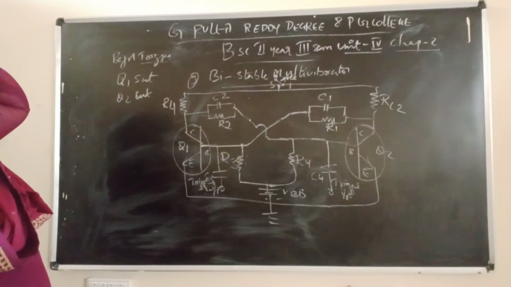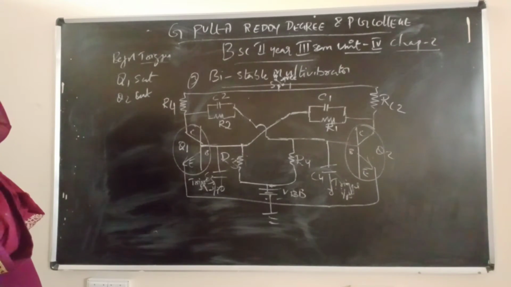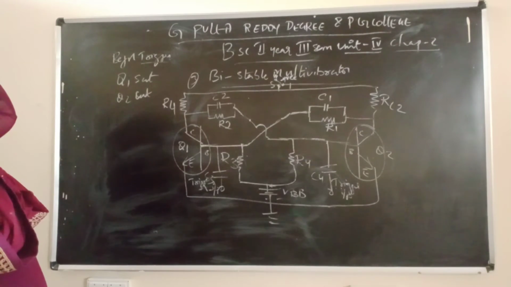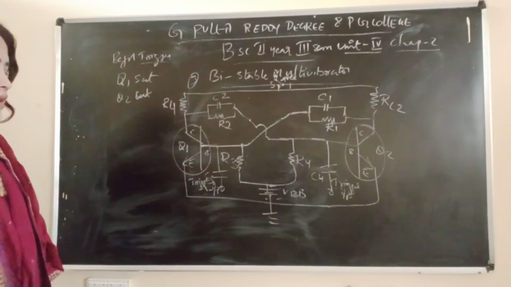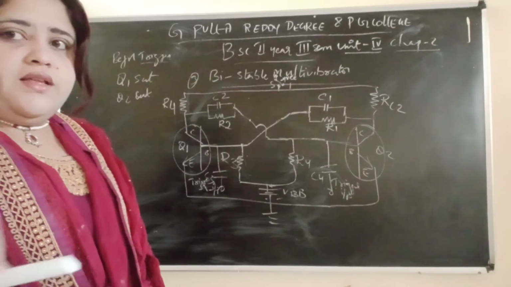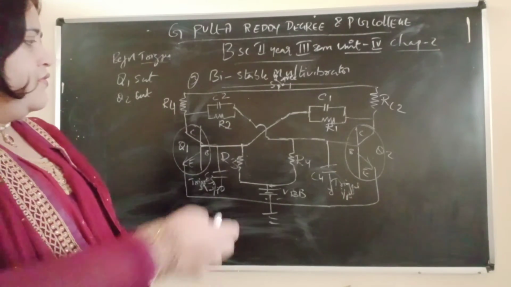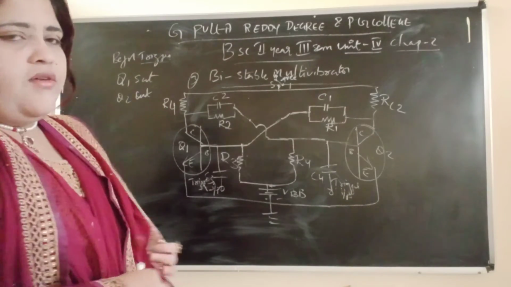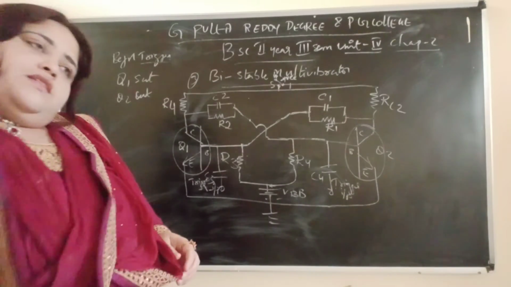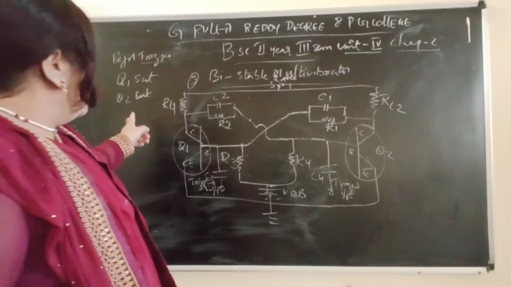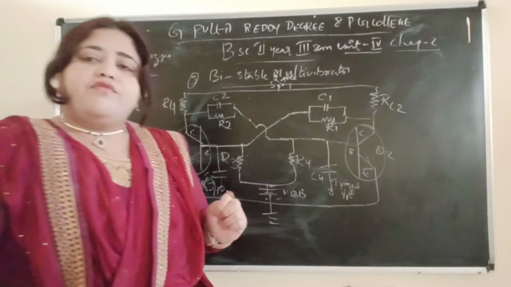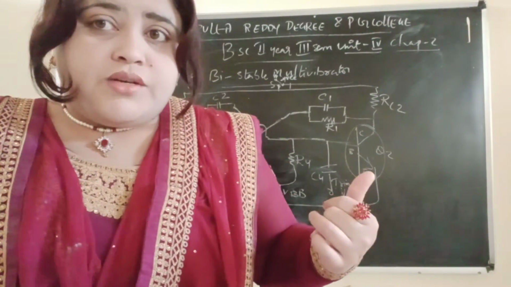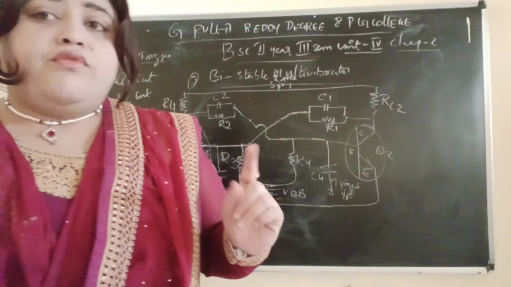Okay, so you can see the circuit once. What we have done? We have given trigger pulse to both of them. Now for example, in which position is it before the trigger pulse? Q1 is in saturation, Q2 is in cutoff. So I have to change the state of Q1. So I should give which type of trigger? Saturation means negative going trigger for Q1.